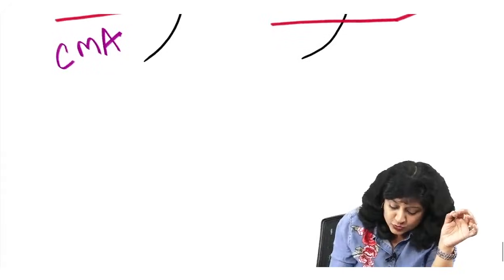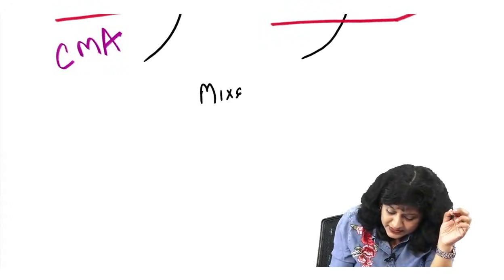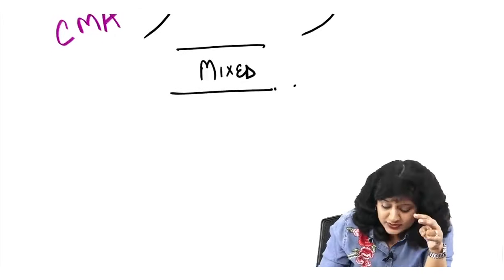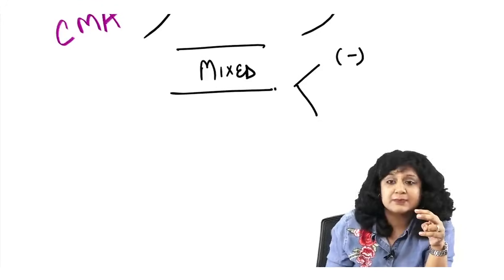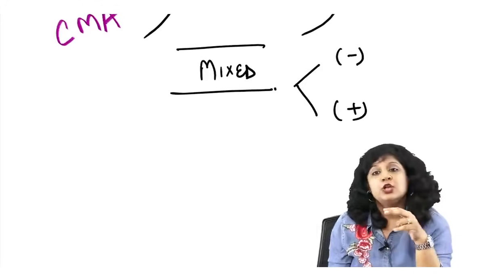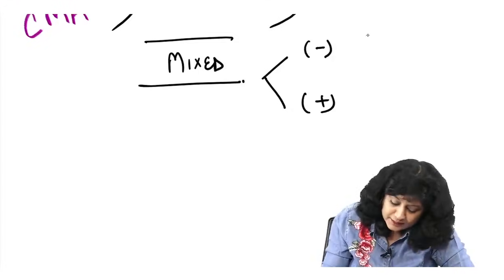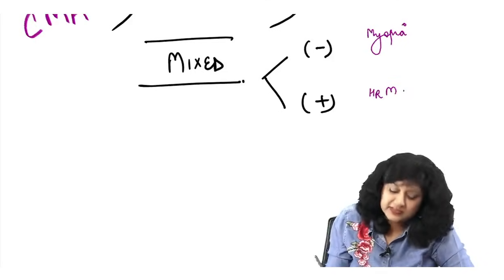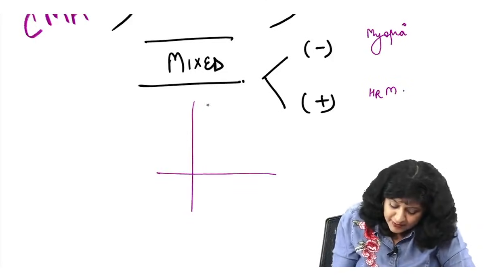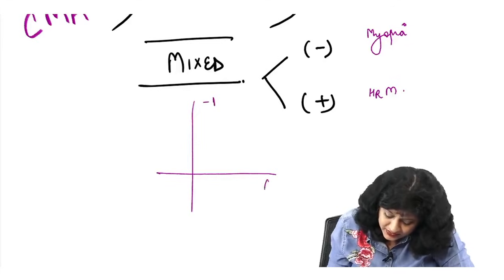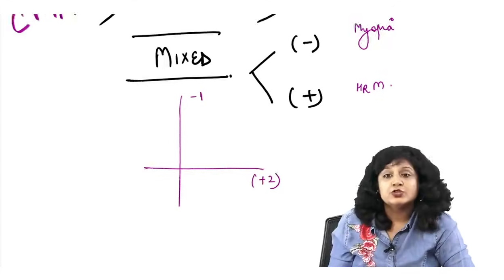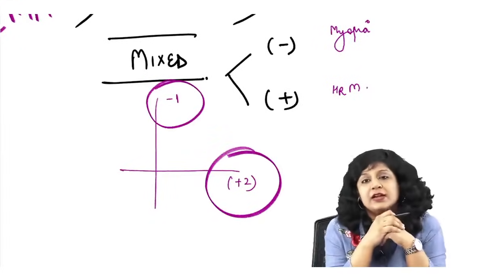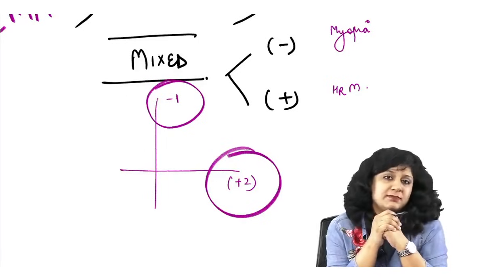Now coming to what is called mixed astigmatism. Mixed astigmatism, as the name tells you, is mixed. One meridian is minus and one meridian is plus. So if the person is showing myopia in one meridian and hypermetropia in another meridian, suppose he has -1 in one and +2 in another, so one meridian is minus and one meridian is plus. This is called mixed astigmatism.